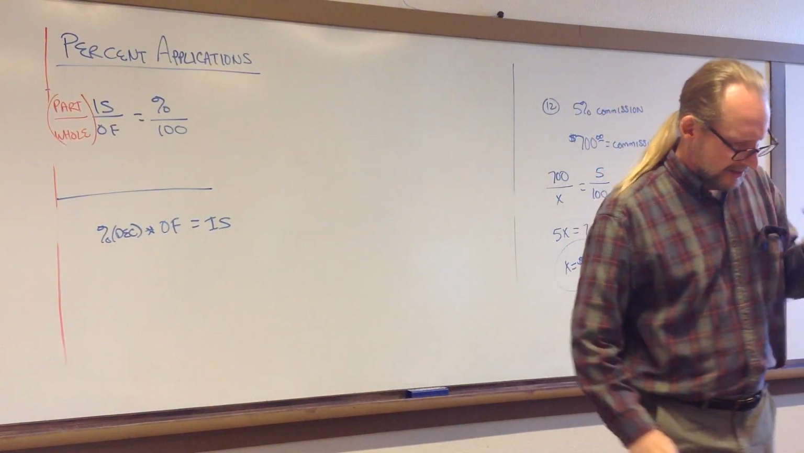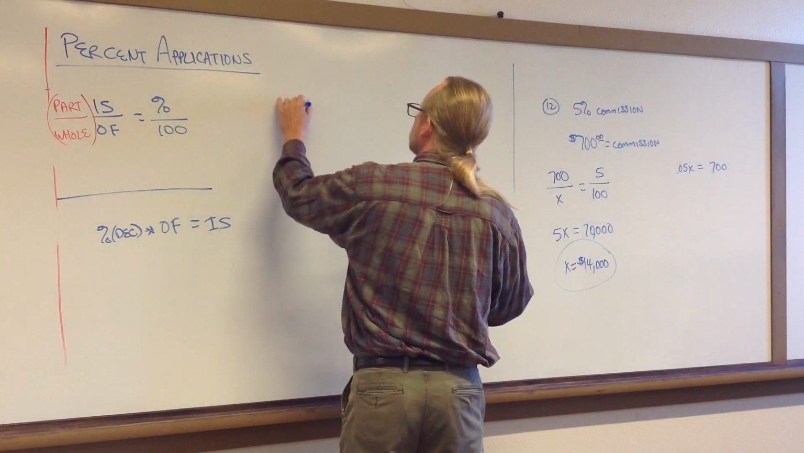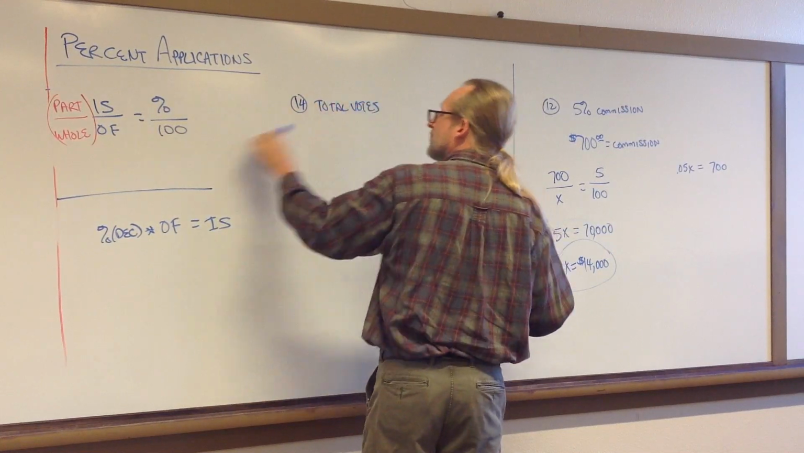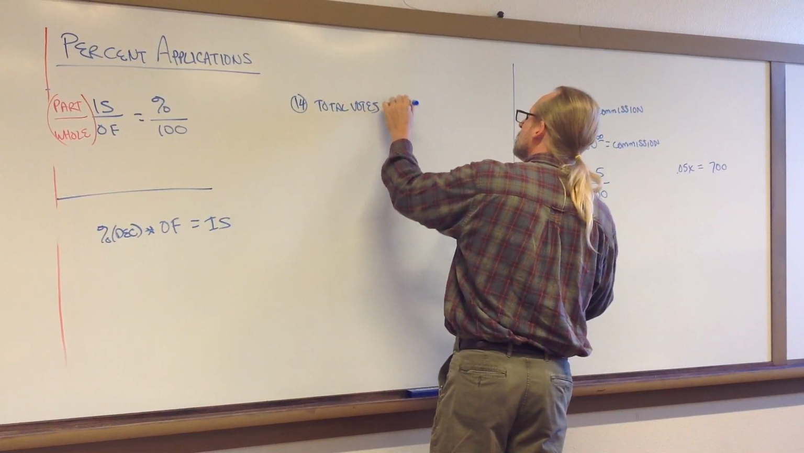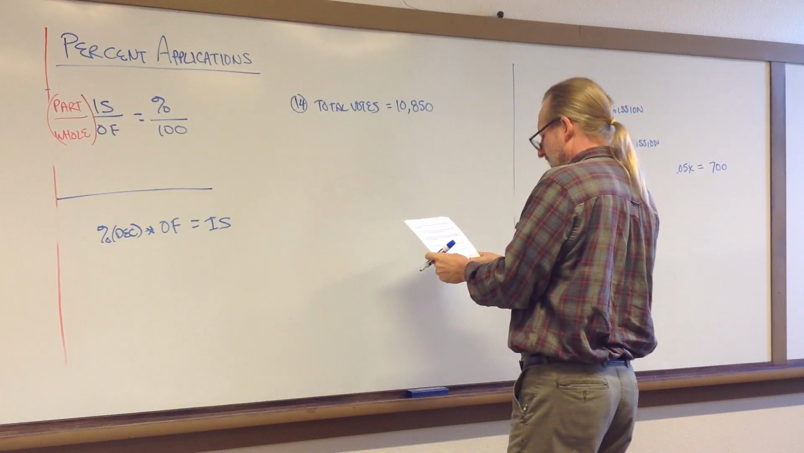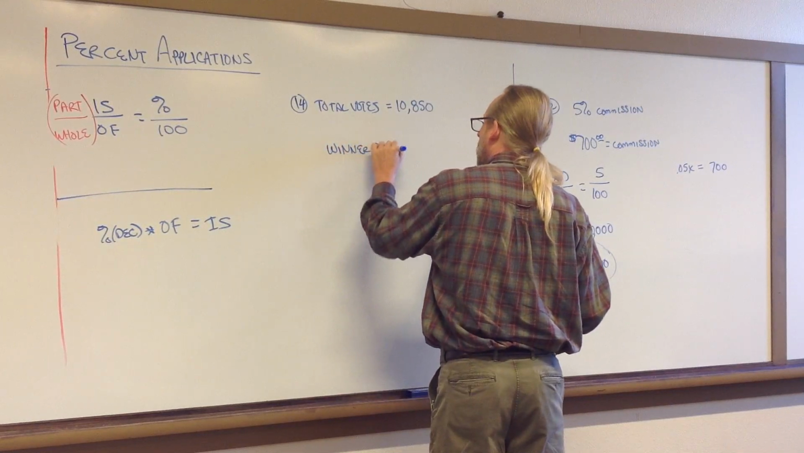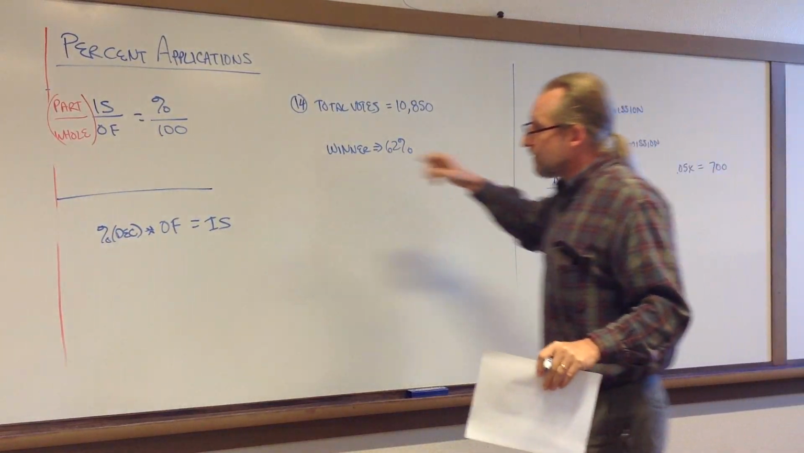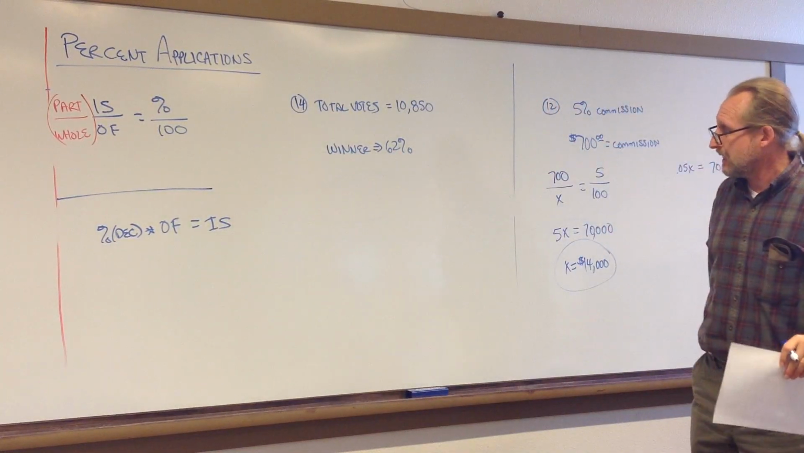All right, let's see here. Problem 14. There were 10,850 votes cast, so this is total votes, and that's a good sign that this is the whole, or the of piece. And that's 10,850. And then the winner received 62% of those votes, okay? So, we are looking for the part. We're looking for how many votes is 62% of 10,850.